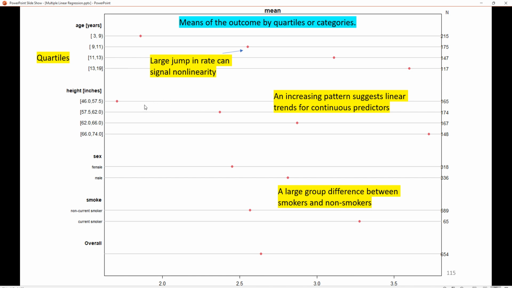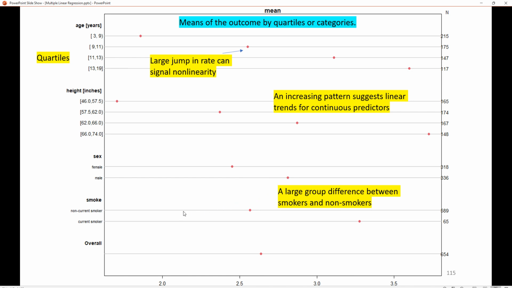We see a similar trend for height. We have, again, heights measured in inches, and it's a continuous variable. We have the 4 quartiles, and we see an increasing pattern which suggests linear trends for continuous predictors, especially for height. And when we look at sex, we have 2 categories. So we're looking at the difference between those 2 groups. We see females have a lower FEV while males have a higher FEV.